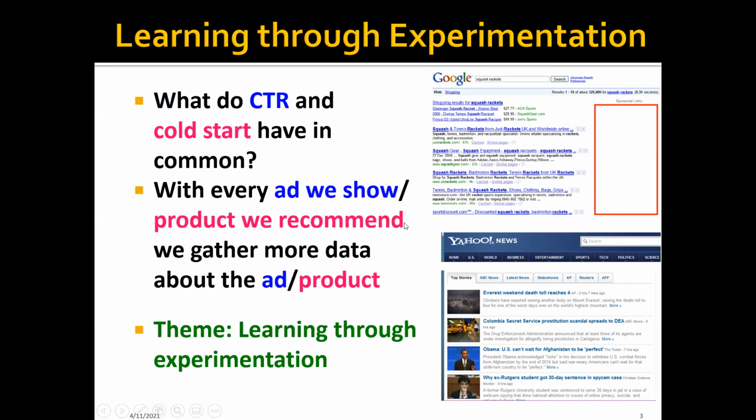So if you think about it, what do CTR and the cold start problem have in common? The answer is that with every ad we show, or with every product or item we recommend, we will gather more information, more data about the ad or the product. So the theme of this lecture is learning through experimentation, where this experimentation means we recommend possibly a new product to users, or we show new ads to the users.